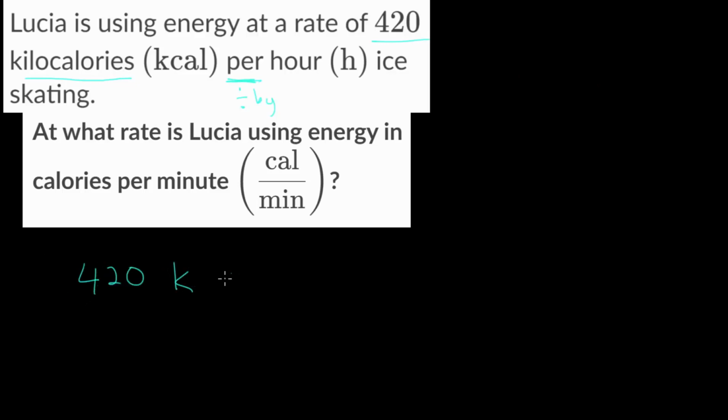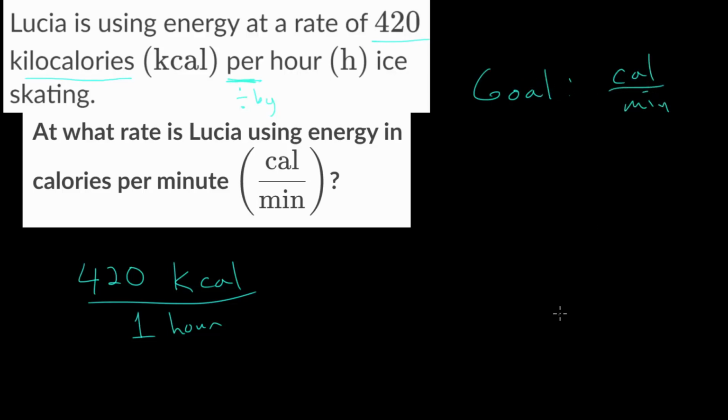420 kilocalories divided by 1 hour, since it's just per hour. So we can write 1 hour down below. And we need to convert this to calories per minute. So that's our goal. Let's write that down. We're looking for calories per minute.